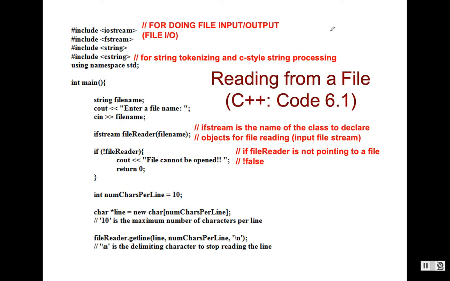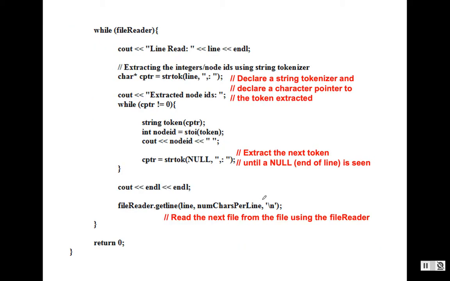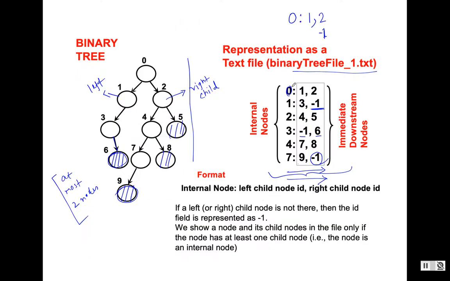Okay, so the idea is that we are going to read every line by line. We know already how to read from a file, but it has a specific format. This is just a sample code of how we can read this information from that file. We are going to read line by line, and we are going to assume that each line is going to have a maximum of 10 characters. Okay, so we know each line is going to have the following information: the parent id and the child ids, so left child id and right child id.